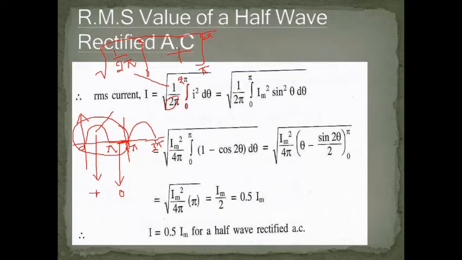For the limits of pi to 2 pi, there is no function value. It is treated as 0. So that's why it is directly written as 0 to pi, I square d theta. It is rewritten as the square root of 1 upon 2 pi, 0 to pi. What is I square? We all know I is mathematically represented as Im sin theta. So I am substituting Im sin theta instead of I, into d theta. So I square becomes Im square sin square theta.